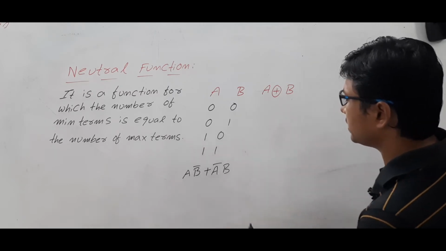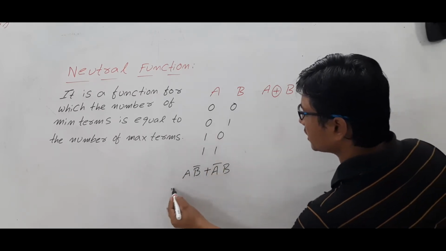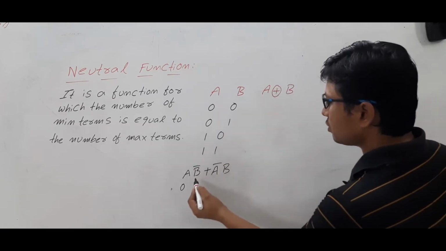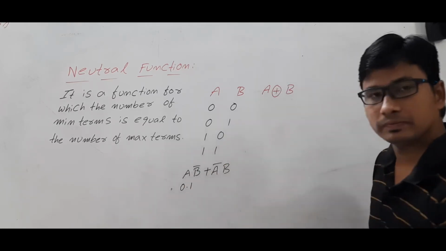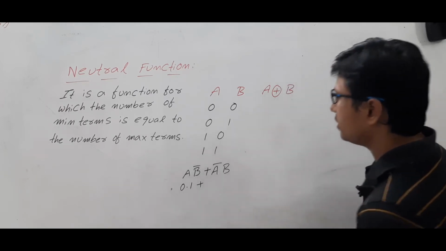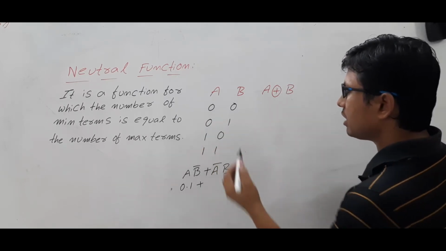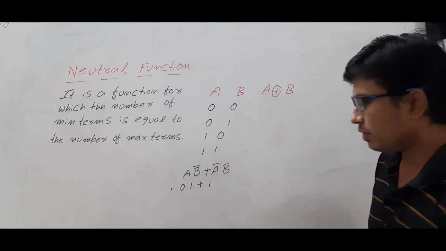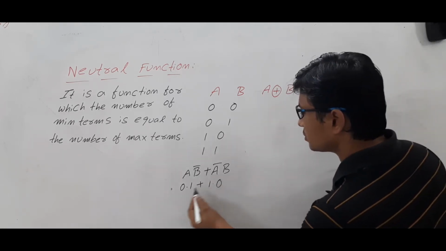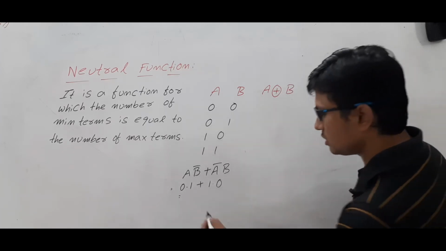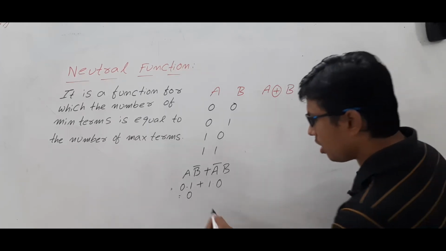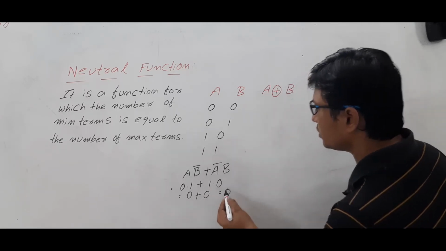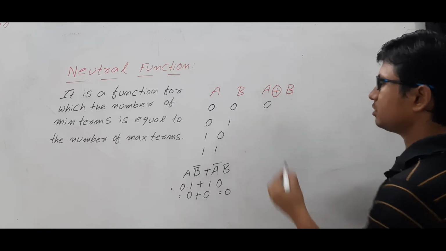Now what is meant by this? A value you can keep. When A value is 0 and B value is 0, B's complement will be 1. Or A's complement: what is the A value? 0. So A's complement will be 1. What is the B value? 0. So 0 and 1 is equal to 0, or 1 and 0 is also 0. So 0 or 0 is 0. So you will get 0 for this one.